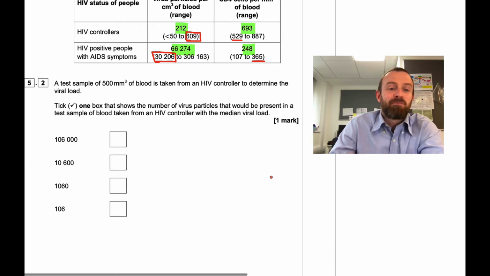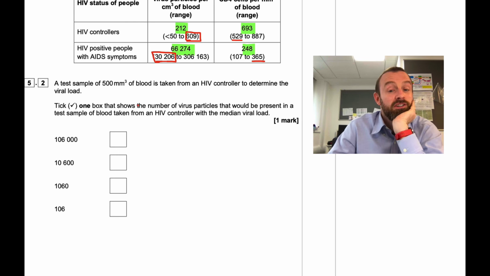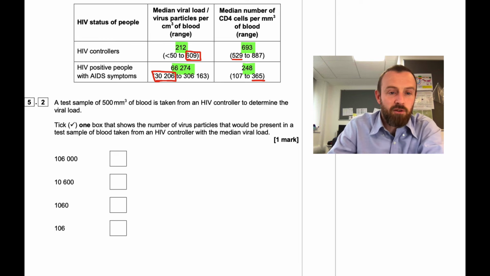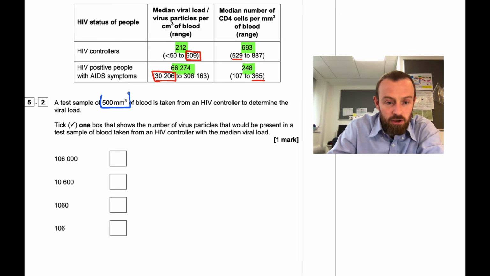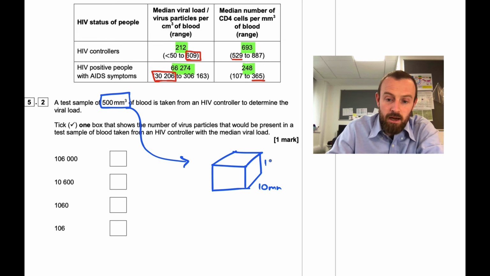Let's keep going. A test sample of 500 millimeters cubed of blood is taken from an HIV controller to determine the viral load. Tick one box that shows the number of virus particles that would be present in a test sample of blood taken from the median viral load. Okay. This is a unit conversion question. 500 millimeters cubed, okay? So look, 1 centimeter cubed is 10 millimeters by 10 millimeters by 10 millimeters.